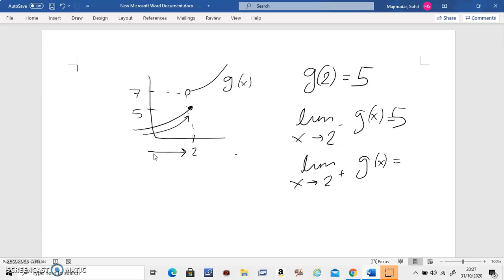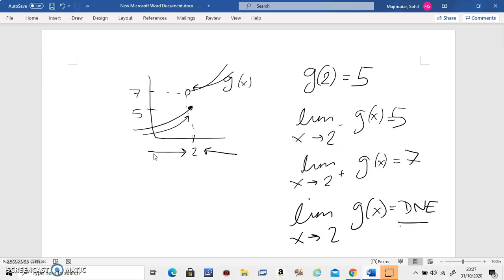Similarly, let's see limit x approaching 2 plus g of x. It means approach the point 2 from the right. What is the graph approaching? 7, not 5. You only look at where the graph is reaching. So this is 7. So now here's the question. Is 5 equal to 7? Clearly not. So your answer for limit x approaching 2 without plus minus should be does not exist. So just make a note. If the left hand side and the right hand side are not equal, it does not exist.